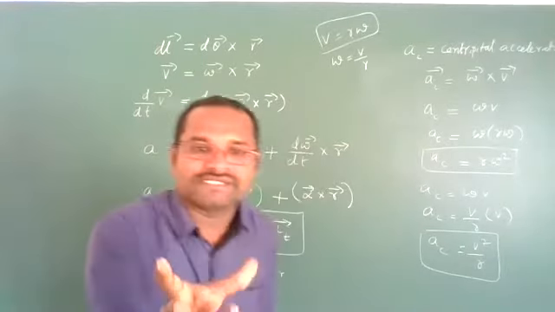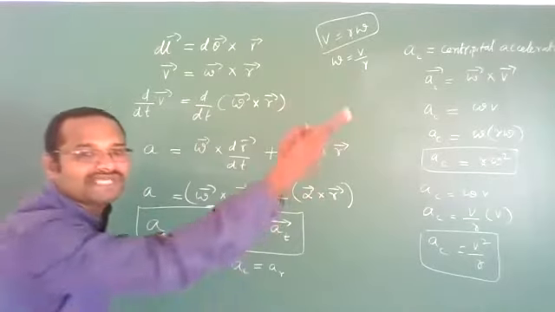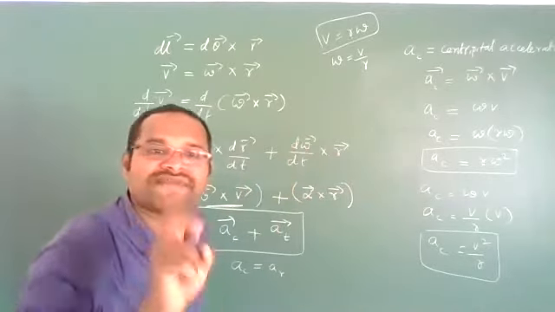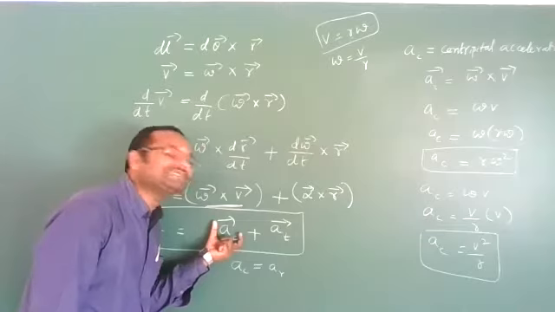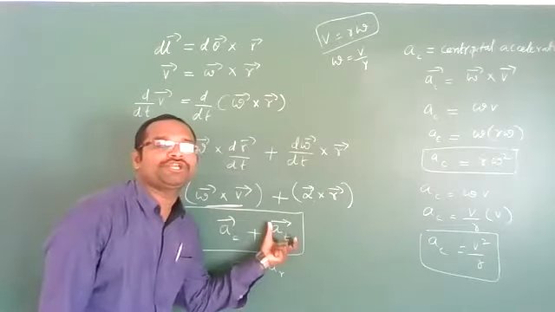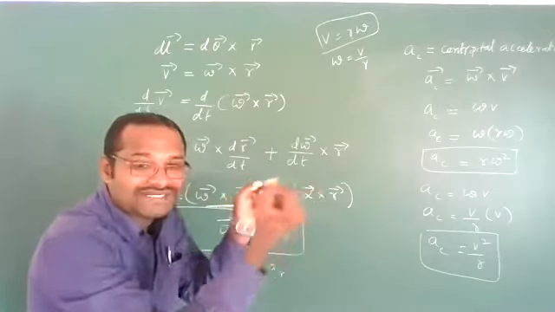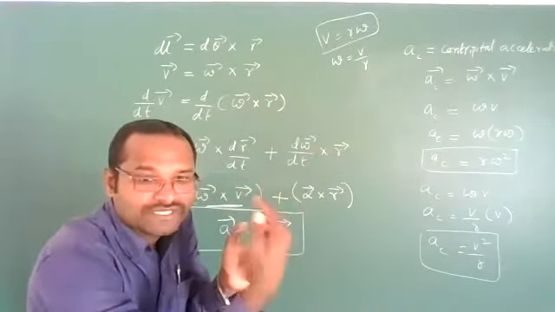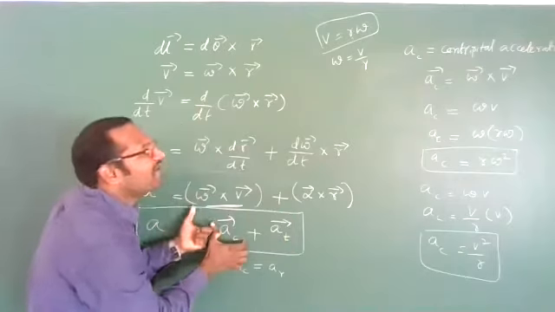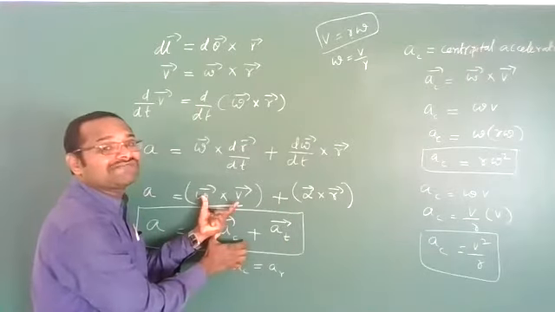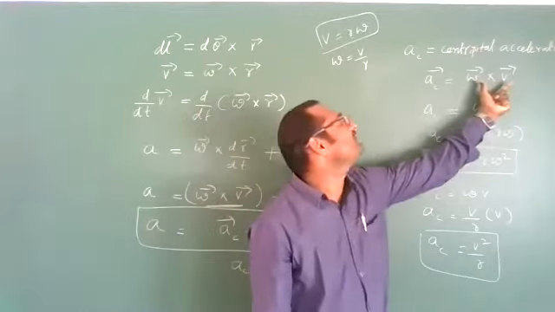Are you understanding, students? Whenever a particle is moving in a circular path, it will have two types of acceleration. One is centripetal acceleration, another one is tangential acceleration. Centripetal acceleration always acts towards the center of the circular path, and the value for this in vector format is omega bar cross v bar.